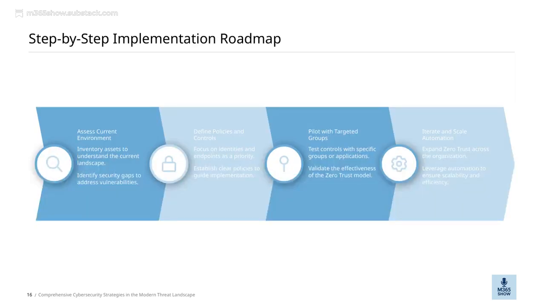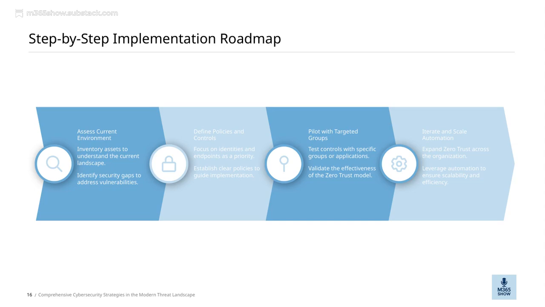Now, let's look at the implementation roadmap for this cybersecurity strategy. First, we need to expand zero trust across the entire organization. This means applying the principles of zero trust broadly, ensuring that every part of our environment is protected and that trust is never assumed, even inside the network. Next, leveraging automation is crucial. By automating controls, we can ensure our security measures are scalable and efficient, allowing us to respond quickly to threats and reduce manual workloads.